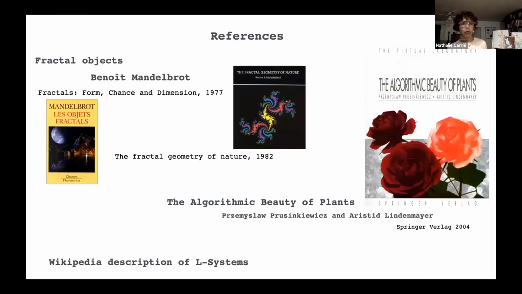References, of course: I used books from Benoît Mandelbrot, Form, Chance, and Dimension, another one, The Fractal Geometry of Nature, and The Algorithmic Beauty of Plants from Prusinkiewicz and Lindenmayer, published at Springer Verlag in 2004. And you can refer to the Wikipedia description of L-systems.